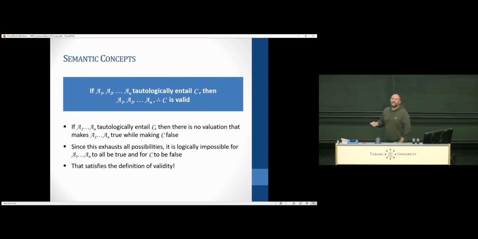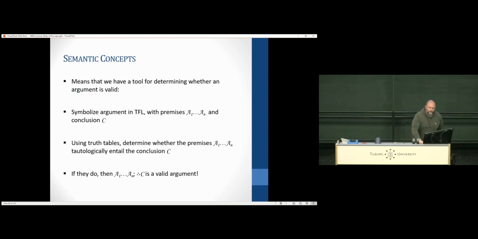And we test the argument for validity by seeing if tautological entailment holds or not. Effectively, what we're going to do is take a natural language argument, which could be in any language you want. We're then going to symbolize it into TFL, and then use truth tables to determine whether the premises tautologically entail the conclusion or not. If they do, we know we've got something good.